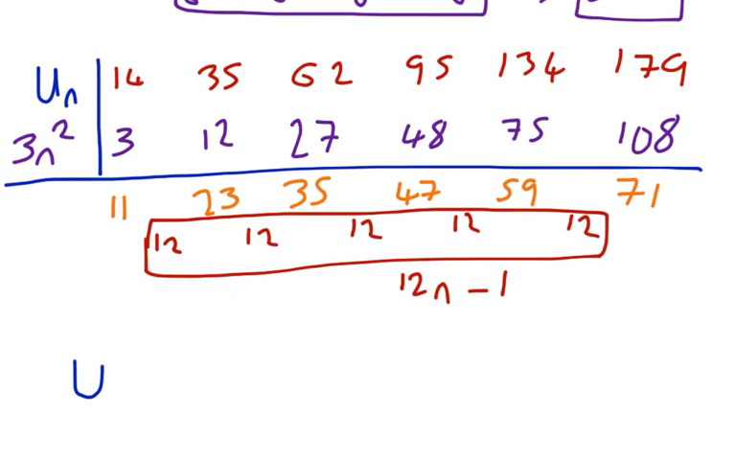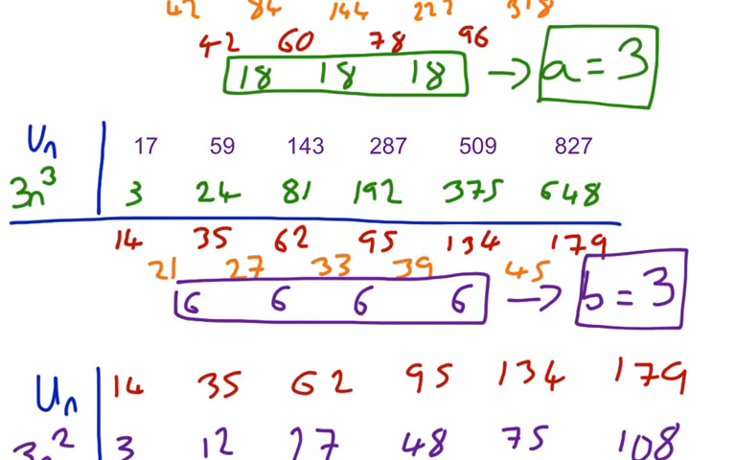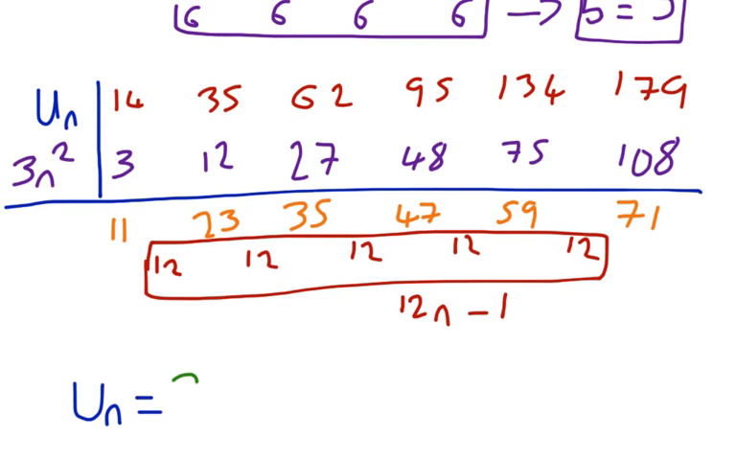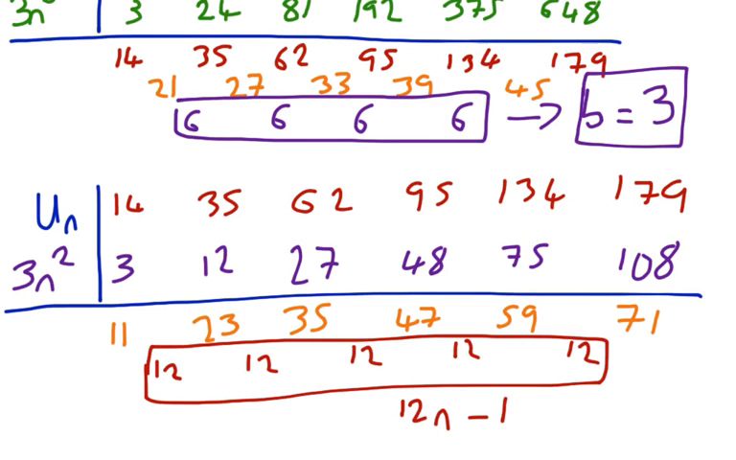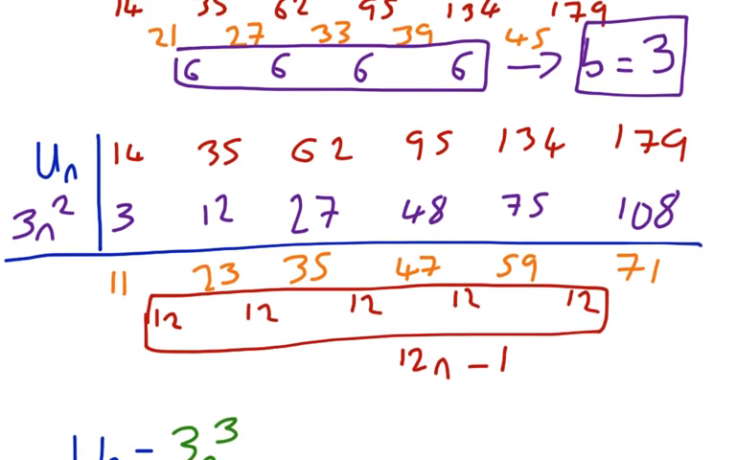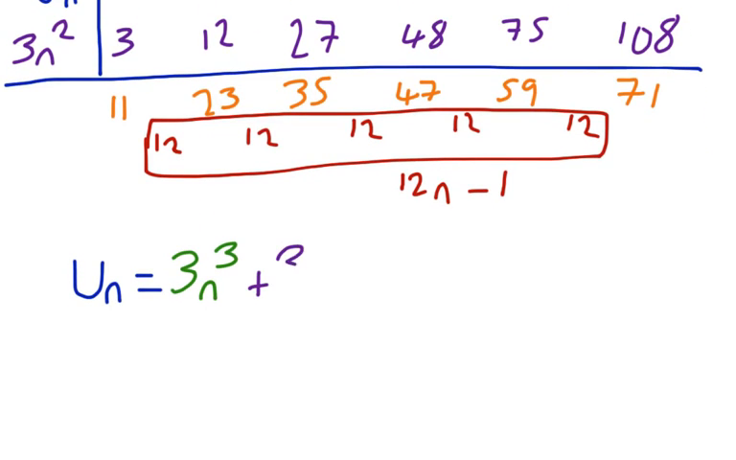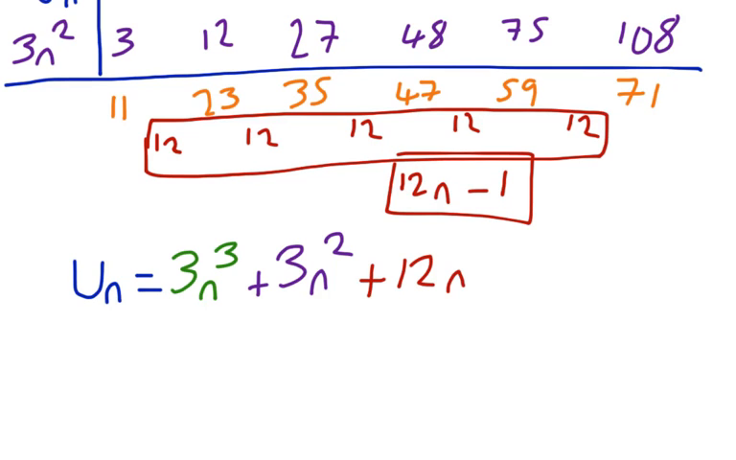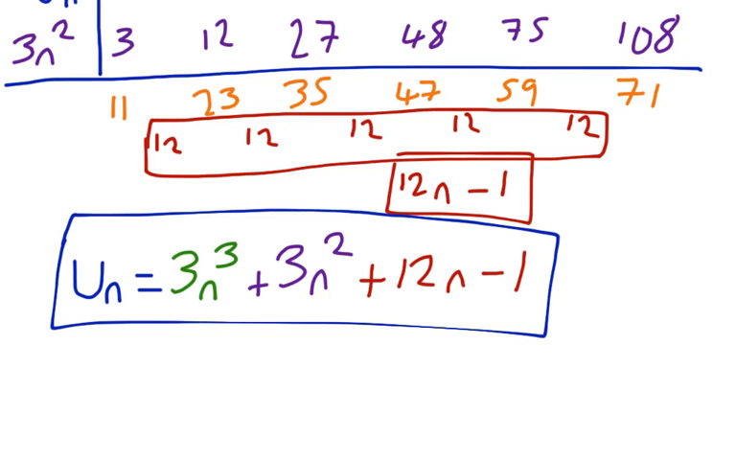So putting this all together, we have un is equal to, well, first of all, we had a equals 3, so we have 3n cubed. Next, we had b equals 3, so we have plus 3n squared, and finally we have this section here, plus 12n minus 1, giving us our general term for this cubic sequence.